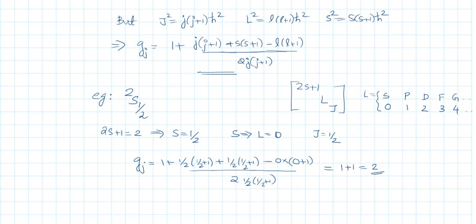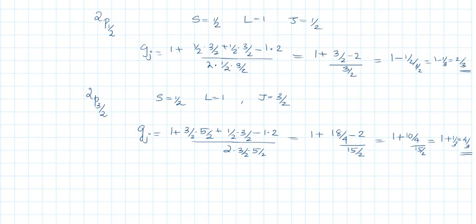J is given by this subscript. J is half. So Gj is equal to 1 plus half into half plus 1 plus half into half plus 1 minus 0 into 1, divided by 2 into half into half plus 1. Substitute in this equation. Solving this, you will get 1 plus 1 equal to 2. So the Gj value for this particular term 2s half is 2. Similarly, I can calculate the Gj value for 2p half.